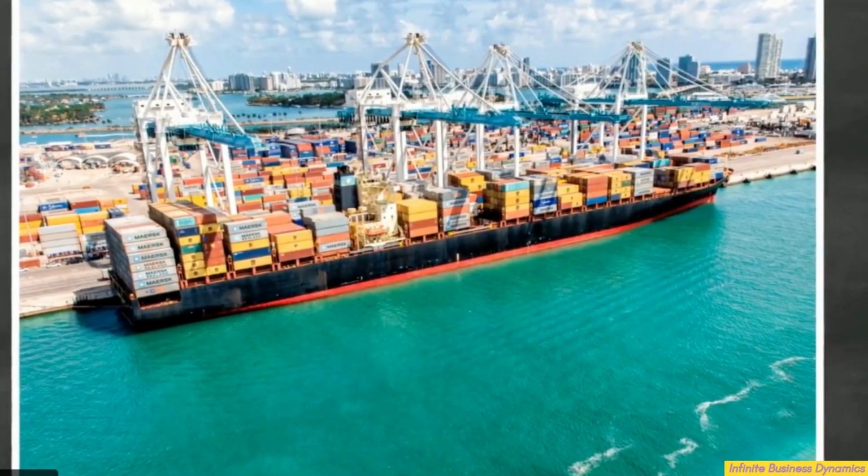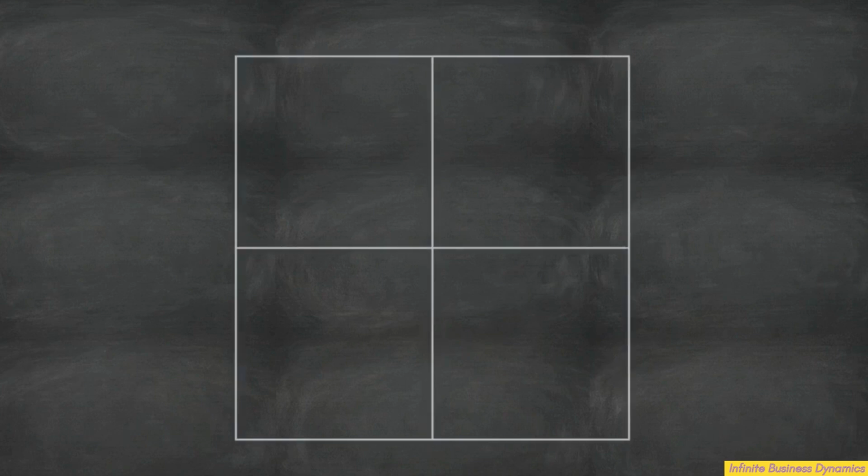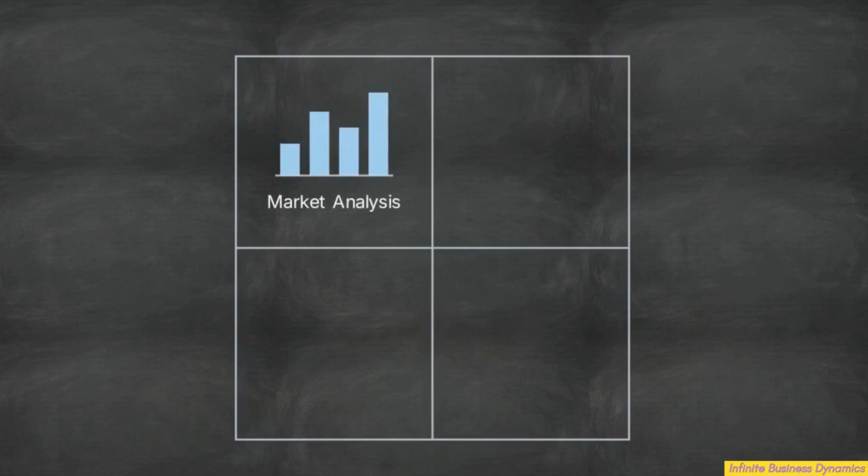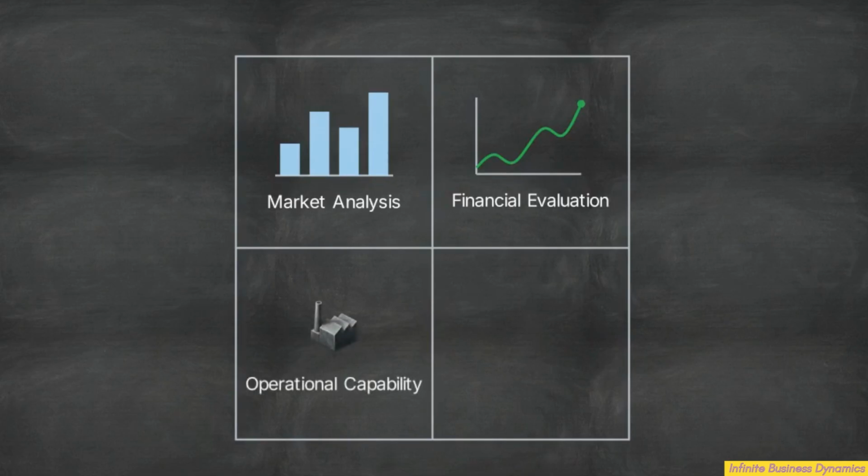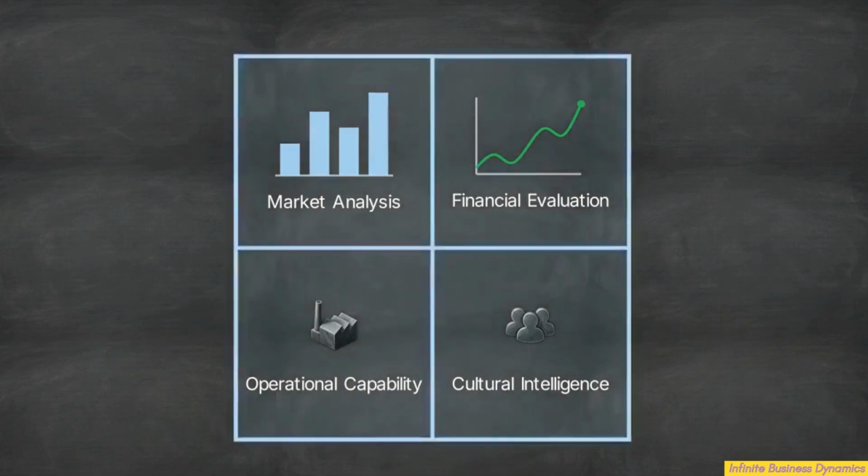An effective global commercial strategy is the precise integration of four distinct intelligence streams. First, you require market analysis to map demand and competition, followed by financial evaluation to ensure the venture creates actual economic value. Next, you need operational capability to guarantee physical delivery capacity. Finally, you must apply cultural intelligence to understand how the organizations executing the work actually function.